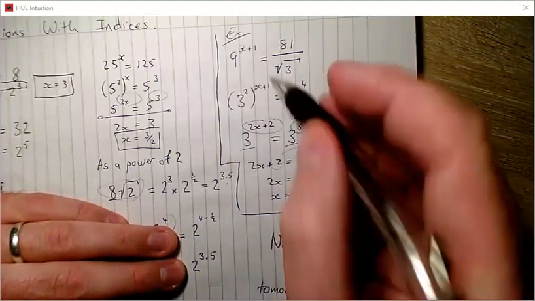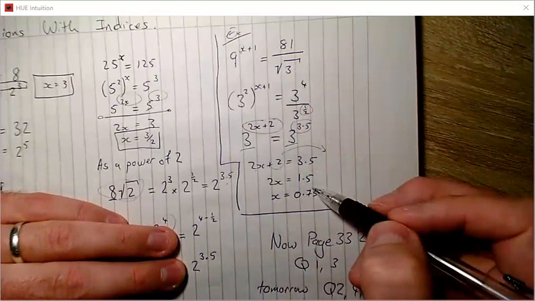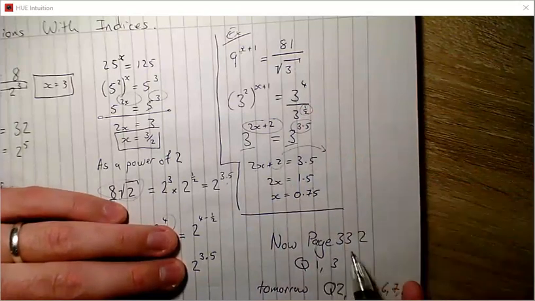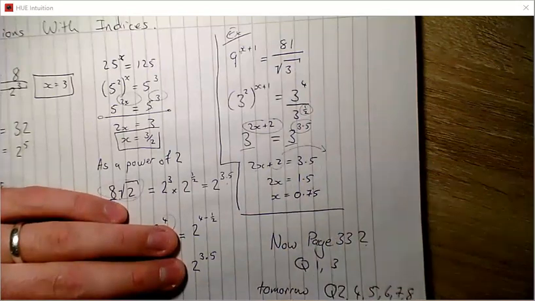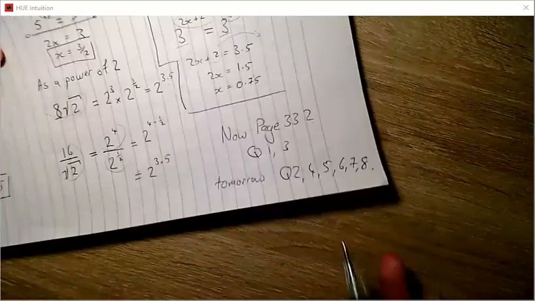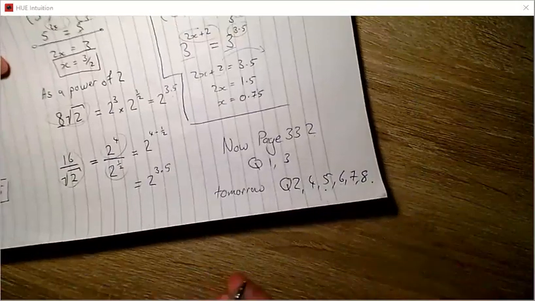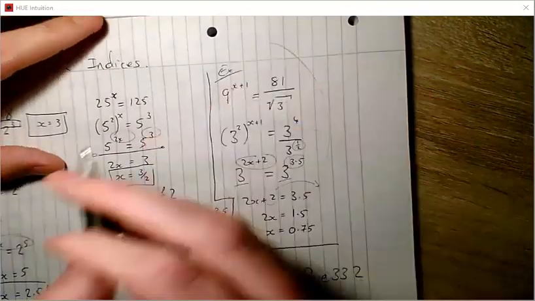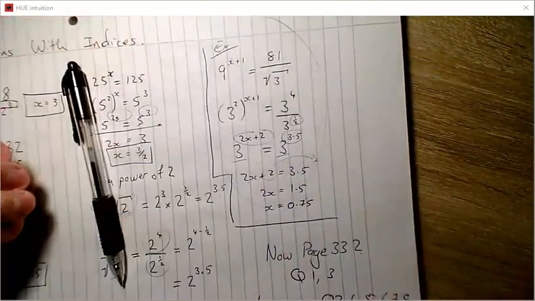Now, that's genuinely hard. If you didn't follow that, not the end of the world. Can you go now to page 332 and try questions 1 and 3? Tomorrow in class, we're going to look at questions 2, 4, 5, 6, 7, and 8. So we won't even get as far as this, but we might be looking at that example again.